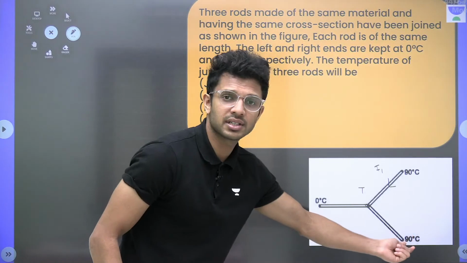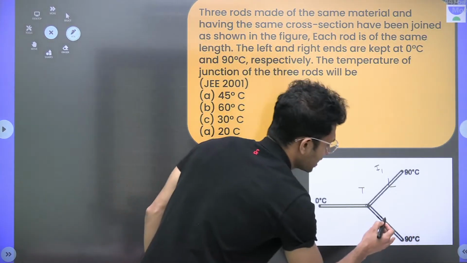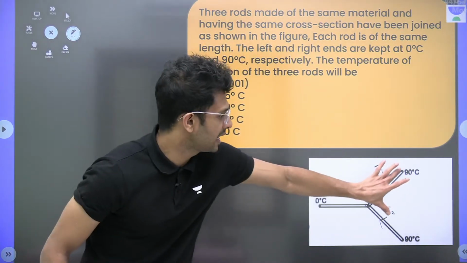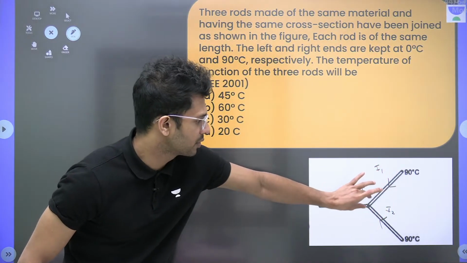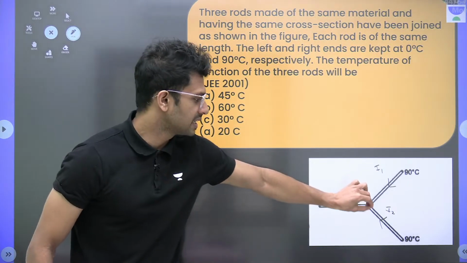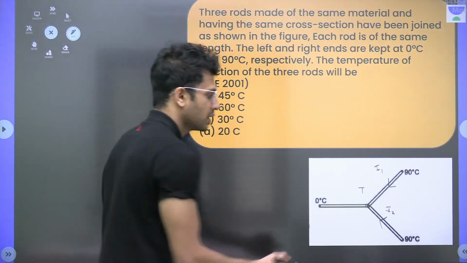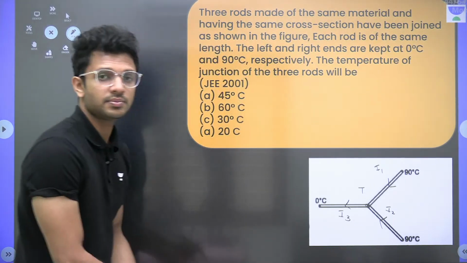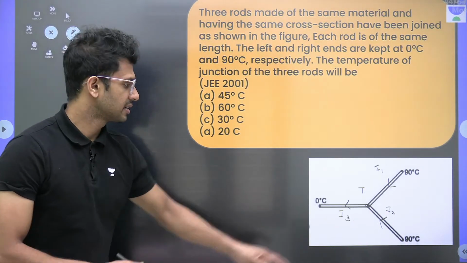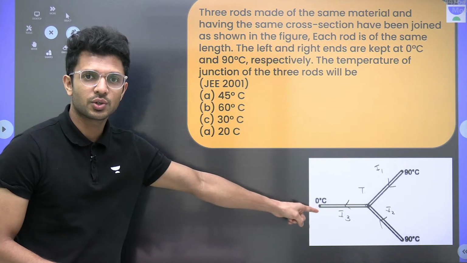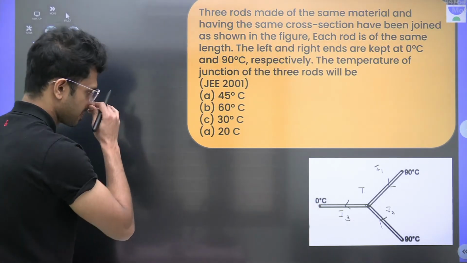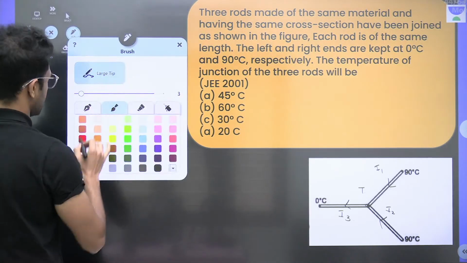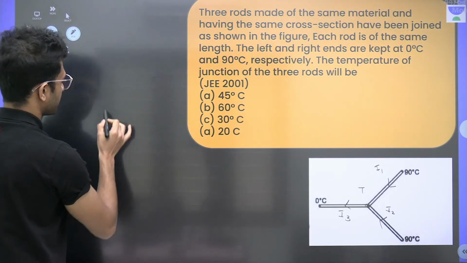Just like that, from this 90 degree Celsius end also, another heat energy will be flowing. Let me call it I2. So I1 and I2 from this high temperature will be flowing to the junction. After reaching the junction, what happens? These two will join together and will move towards the 0 degree Celsius, right? Yes or no? Yes. So tell me, what is the relationship between I1, I2 and I3? What is the relationship, my children?